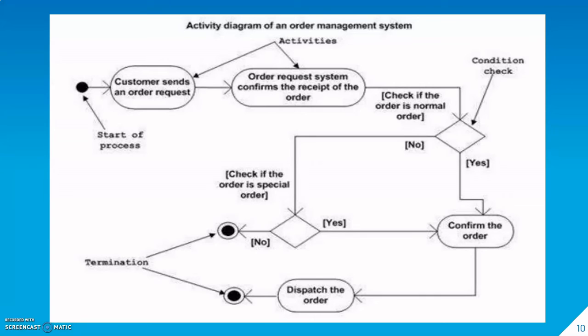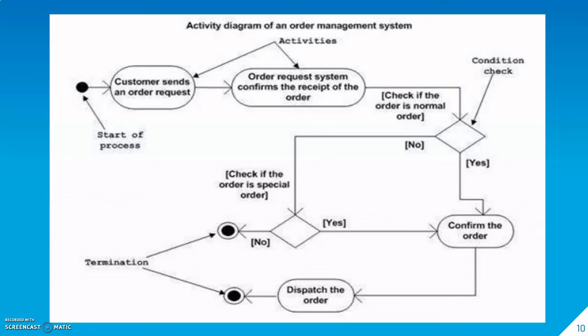So this is an example of an activity diagram for an order management system. In the diagram, 4 activities are identified which are associated with conditions. So the main activities here are, the first activity is this: customer sends an order request. Second activity is receipt of the order. That is, the order request system confirms the receipt of the order. Third activity is to confirm the order, and the fourth activity is to dispatch the order. So these are the 4 activities that are identified in this activity diagram.